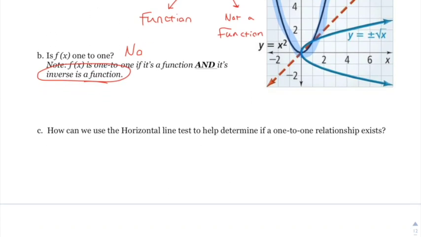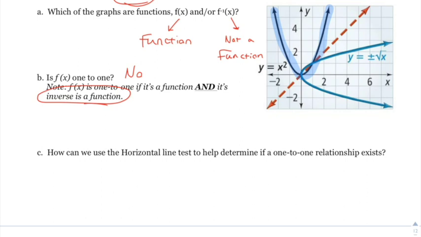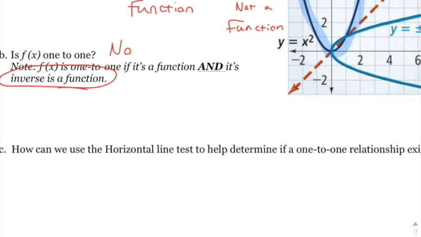Okay, so something we can do to see if an inverse is a function, instead of regraphing it, is doing something called the horizontal line test. So the horizontal line test helps us determine if the inverse, not the original function, but the inverse, is a function or not.